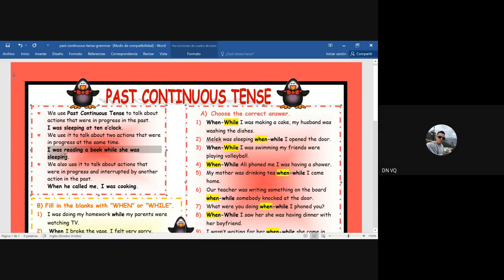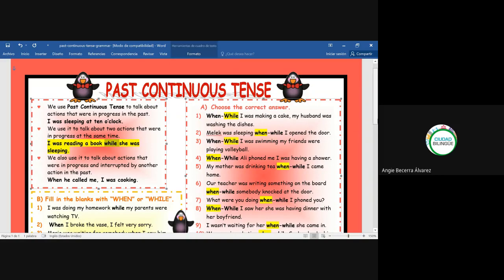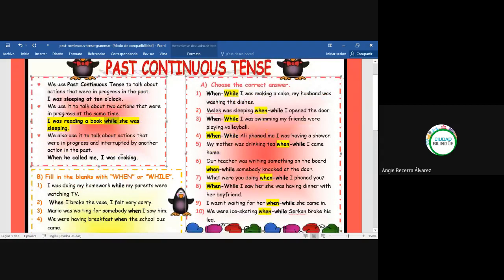Estos son de acciones simultáneas, ¿ok? Es decir, que utilizamos while. Este que está aquí: I was reading a book while she was sleeping. Cuando las dos están en pasado continuo, solo utilizamos while. Si hay una interrupción, como en este caso, I was cooking, que es pasado continuo, y mira que por acá está en pasado simple.